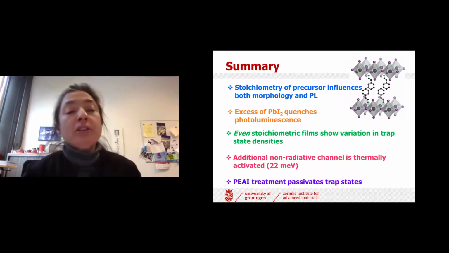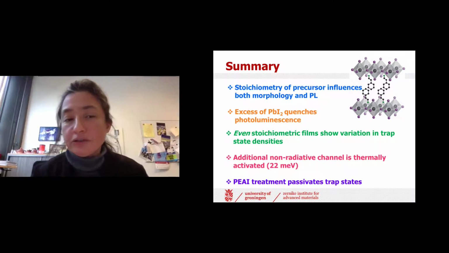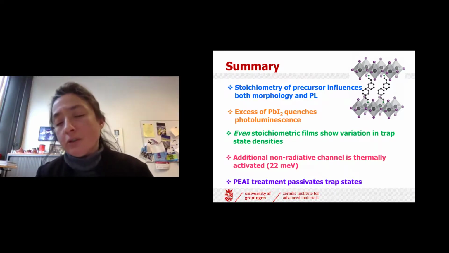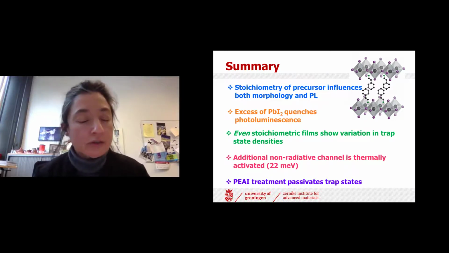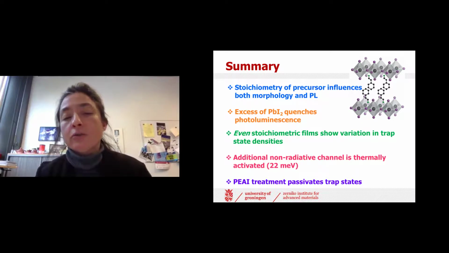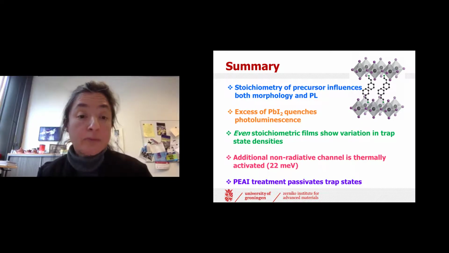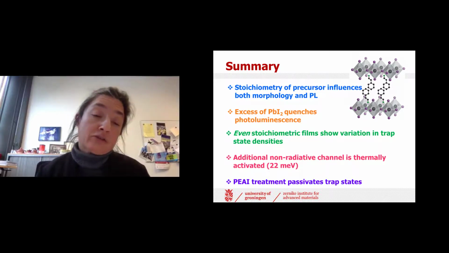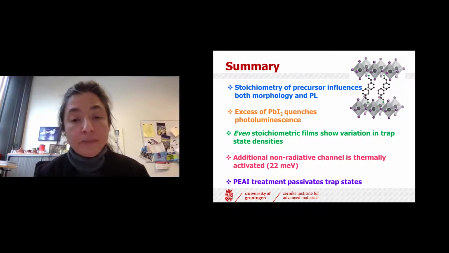So now let me summarize. I showed you, I hope, that the stoichiometry of the precursors influences not only the morphology of the sample, which is something that is rather well known in the literature, but also very much the photoluminescence and the amount of defects in the sample. An excess of lead iodide is very detrimental for the quantum yield of the photoluminescence.